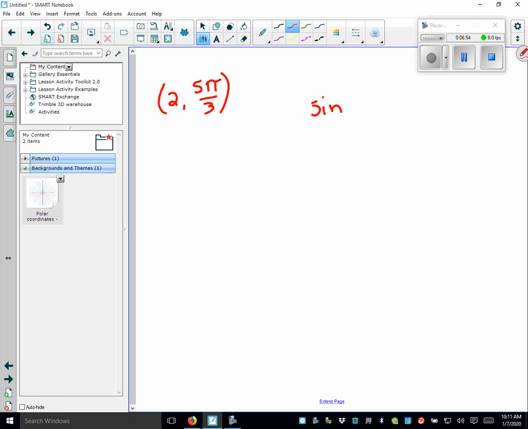What is, in terms of x, y, and r, sine of theta equal to? Y over r. That's a y. So cosine of theta. So if this is true, is y equal to r sine theta? Is x equal to r cosine theta? So that's how I find x and y.